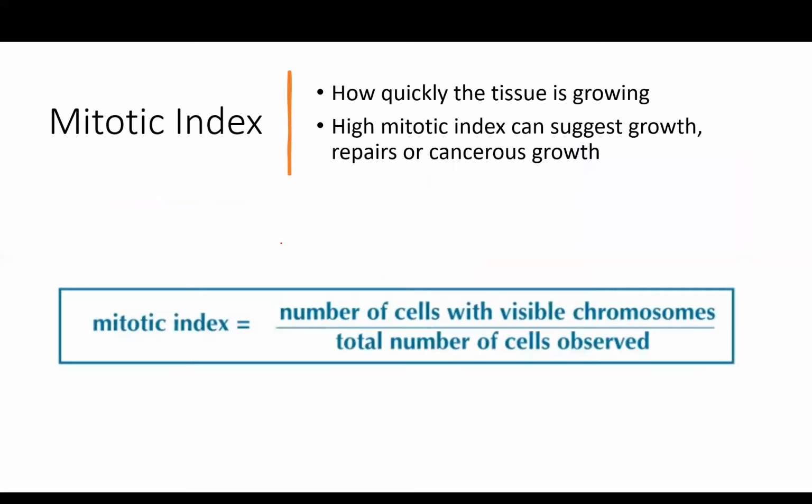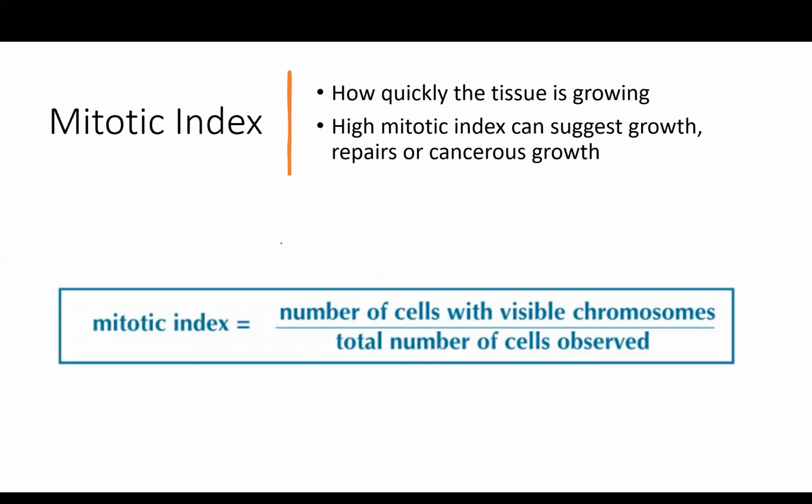Mitotic index. So mitotic index is the proportion of cells that are undergoing mitosis. So you've got your root tip, you've squished it. You've viewed the cells under a microscope and you've worked out how many are in metaphase, how many are in anaphase, how many are in telophase, and how many are in interphase and not going through mitosis. So you can calculate the mitotic index of your cells using this formula. Number of cells with visible chromosomes divided by total number of cells observed. Ones without visible chromosomes are ones that will not be going through mitosis.